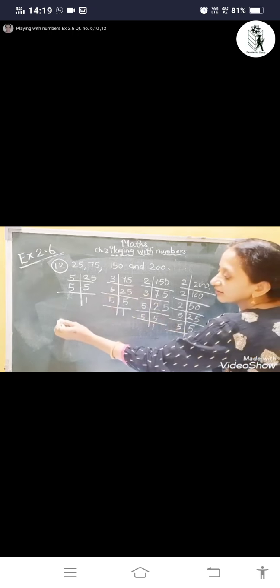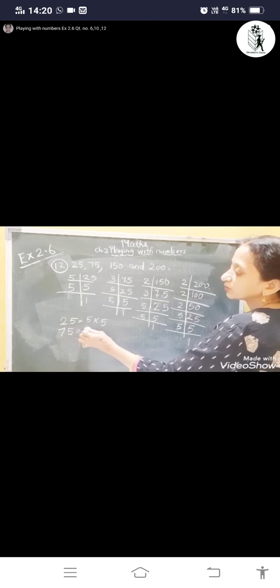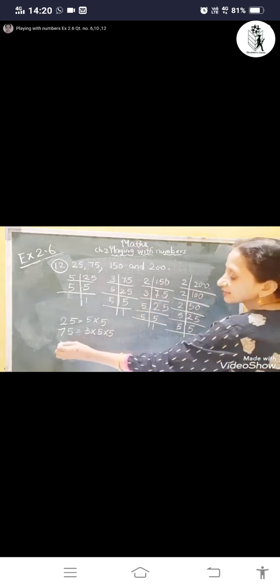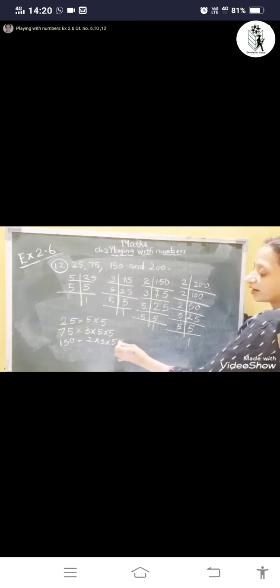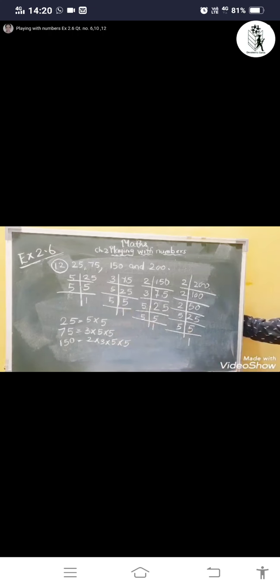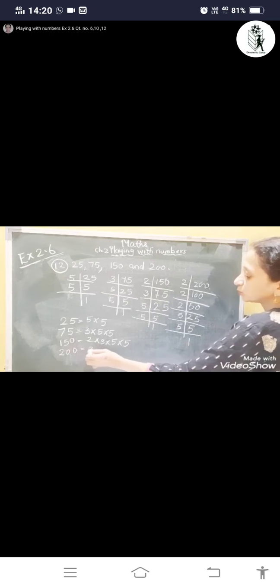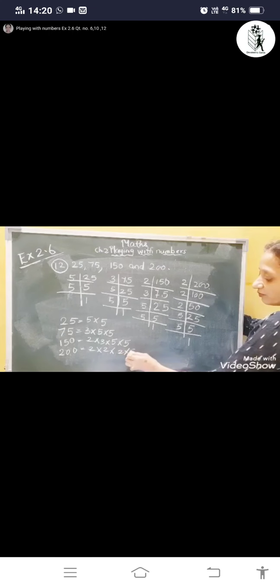Then we write each number separately. 25 is equal to 5 into 5. Then 75 is equal to 3 into 5 into 5. Then we take the next number, 150, and write 2 into 3 into 5 into 5. Then we take the next number, 200, and write 2 into 2 into 2 into 5 into 5.